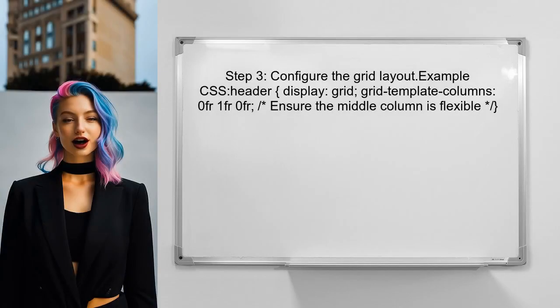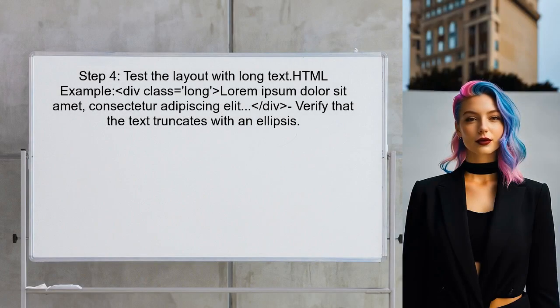Now, the user should ensure that the grid layout is properly configured. The grid item containing the text must be set to use the correct grid column settings to allow for the overflow effect to take place. Finally, the user can test the layout by adding long text to the grid item. If everything is set up correctly, the text should truncate with an ellipsis when it exceeds the available space.